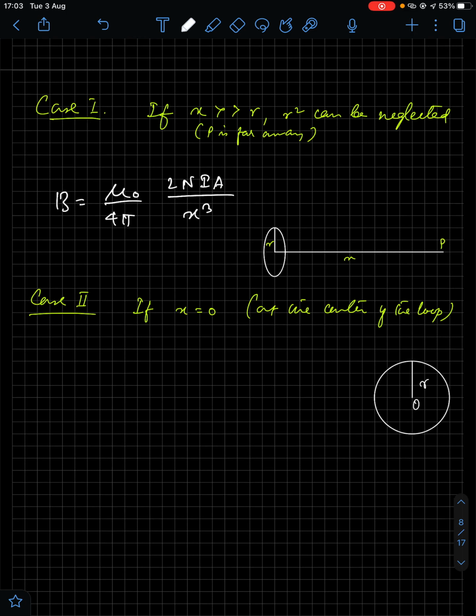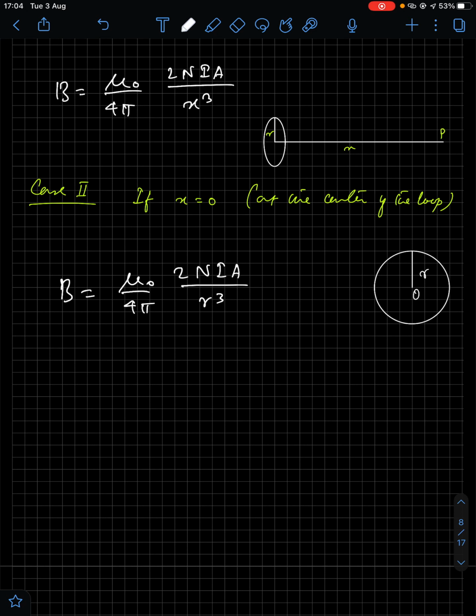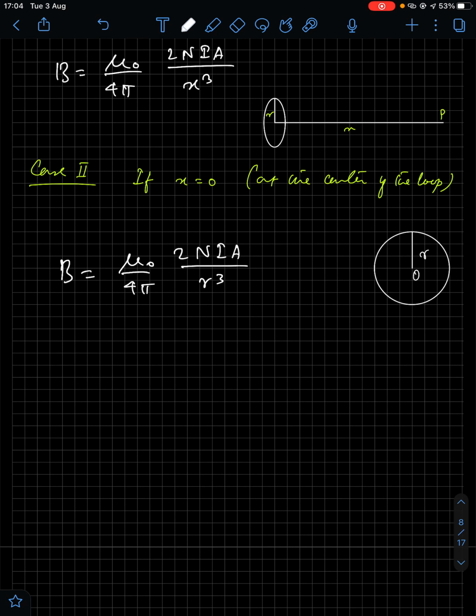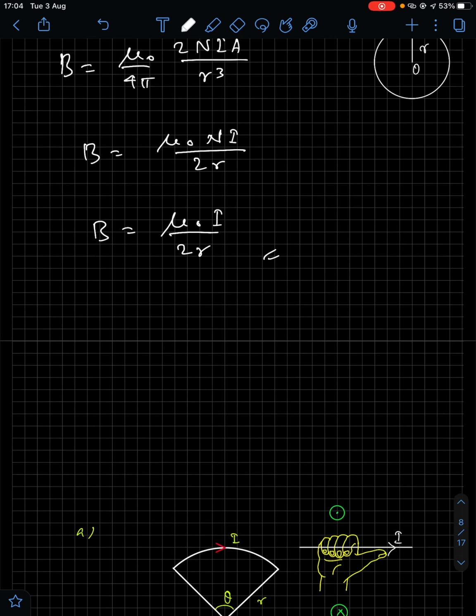And if X is 0, then magnetic field at the center of the loop will become B equal to mu naught into 2 NIA divided by 4 pi R cube. Now by placing the value of A, you will get mu naught NI divided by twice R. So if the number of turns is 1, then B relation will become mu naught I by twice R, for 1 turn in the coil.